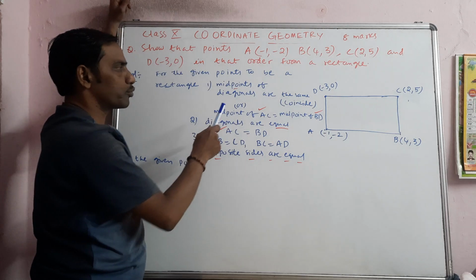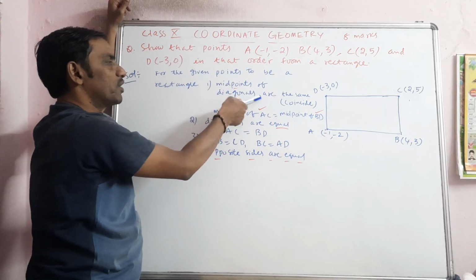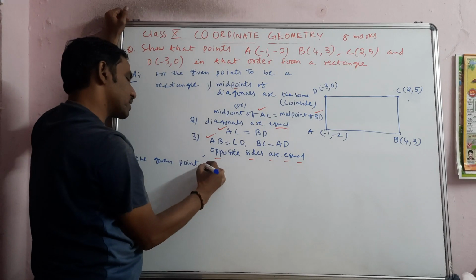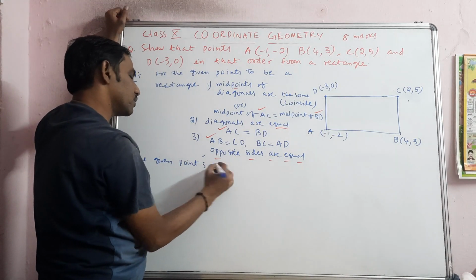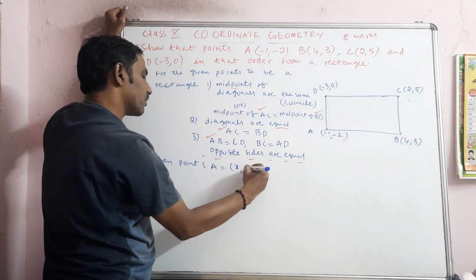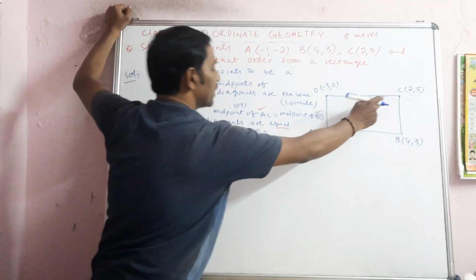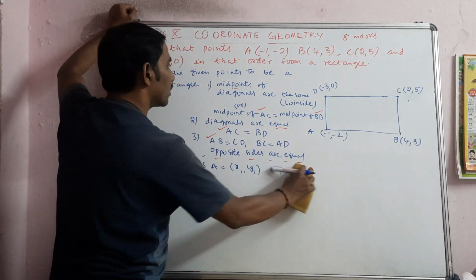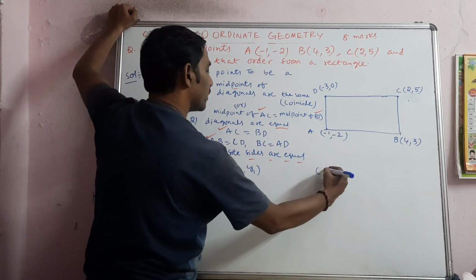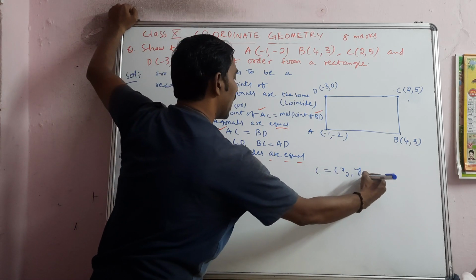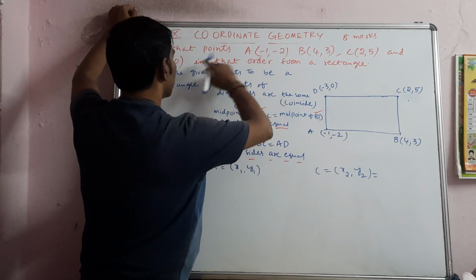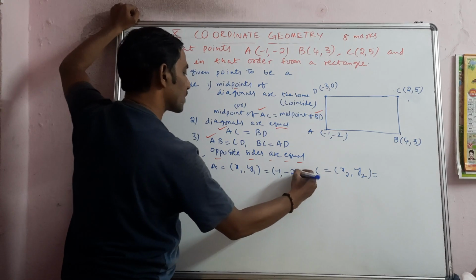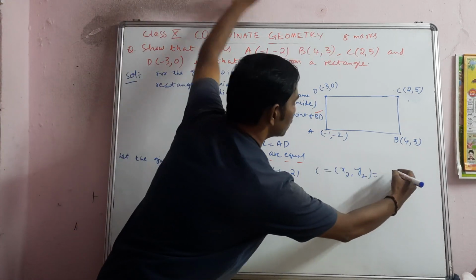for example you want to prove the first one, the midpoint of diagonals. So AC you want to prove. So let the given points, A is equal to x1 comma y1, first you take. You want to prove AC is equal to BD, right? So that time C is equal to x2 comma y2, you take. Same way A is x1 comma y1, you can write it as -1 comma -2, and x2 comma y2, C is 2 comma 5.